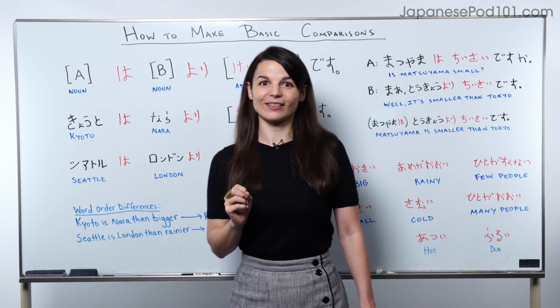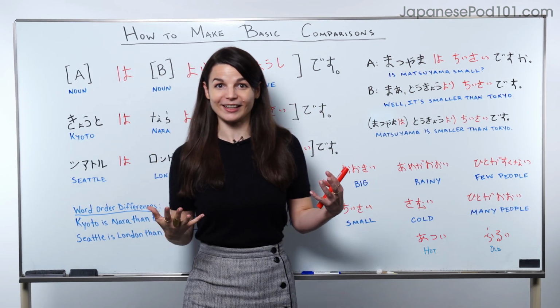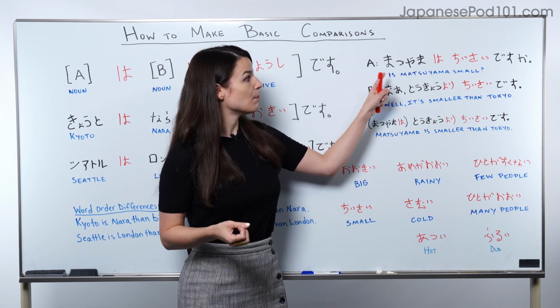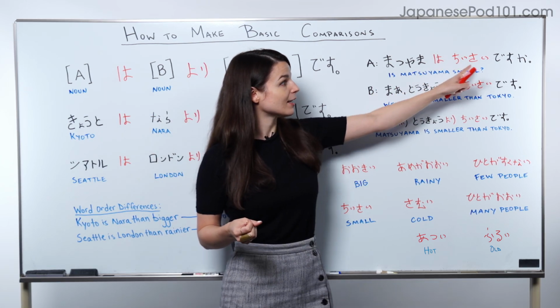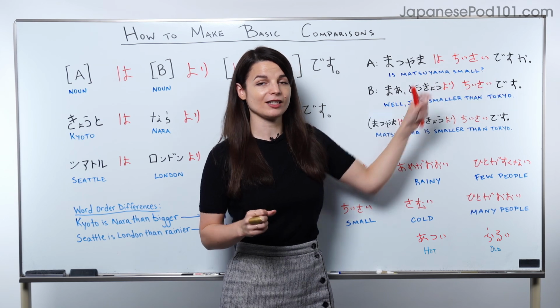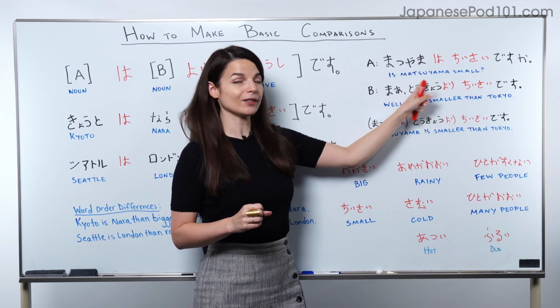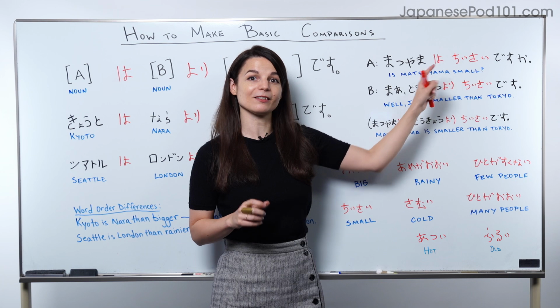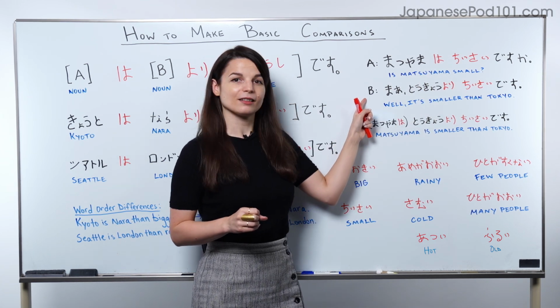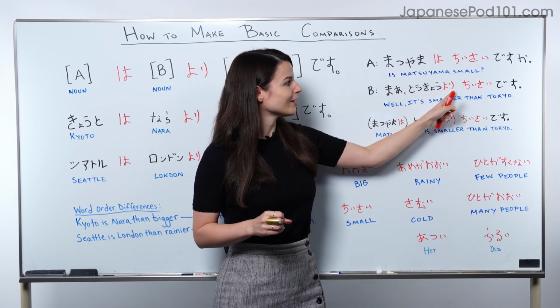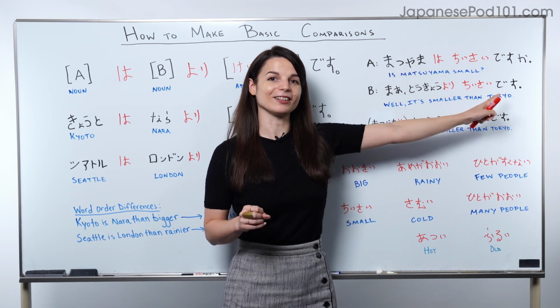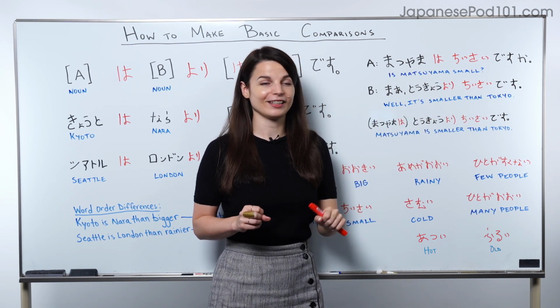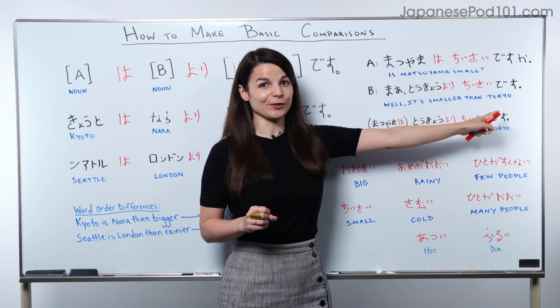Let's see this in a dialogue then. Two people are talking here. Person A says, 松山は小さいですか? Is Matsuyama small? 小さい means small. B says, まあ、東京より小さいです。Well, it's smaller than Tokyo.